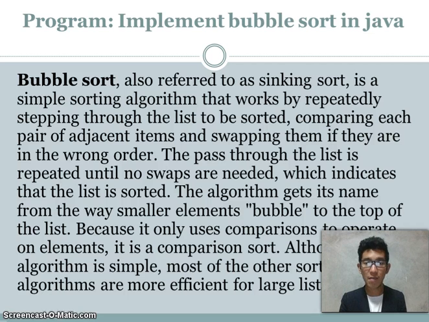The algorithm gets its name from the way smaller elements "bubble" to the top of the list. Because it only uses comparisons to operate on elements, it is a comparison sort. Although the algorithm is simple, most of the other sorting algorithms are more efficient for large lists.